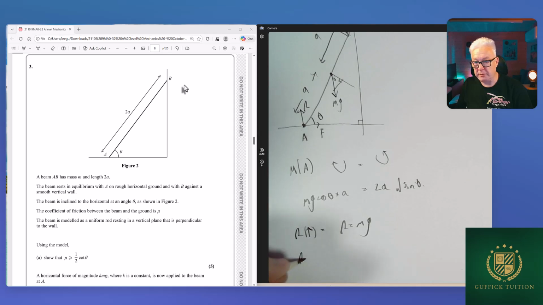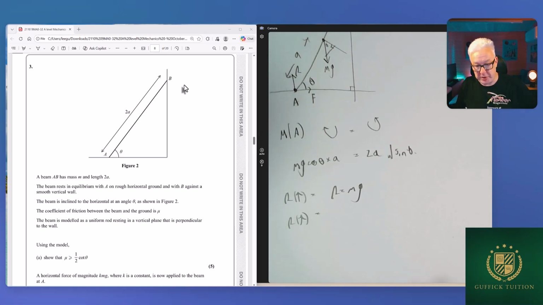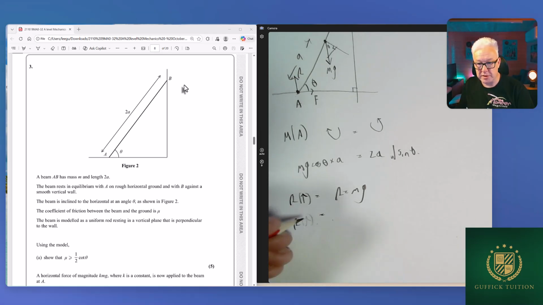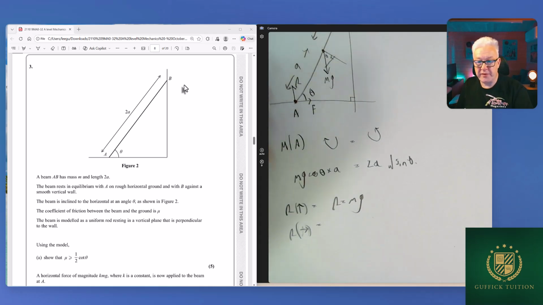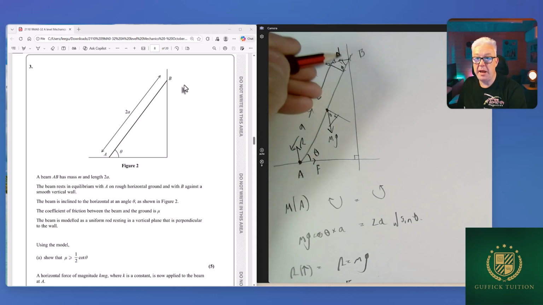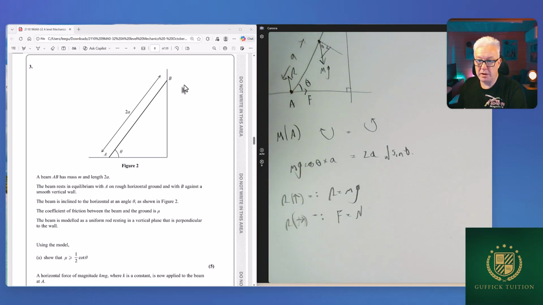Now let's resolve horizontally rather, we've just resolved vertically. So resolving horizontally this time, that's better. Okay, so we've got F there is equal to N. So that's our resolving vertically and horizontally. So R is equal to mg and F is equal to N.